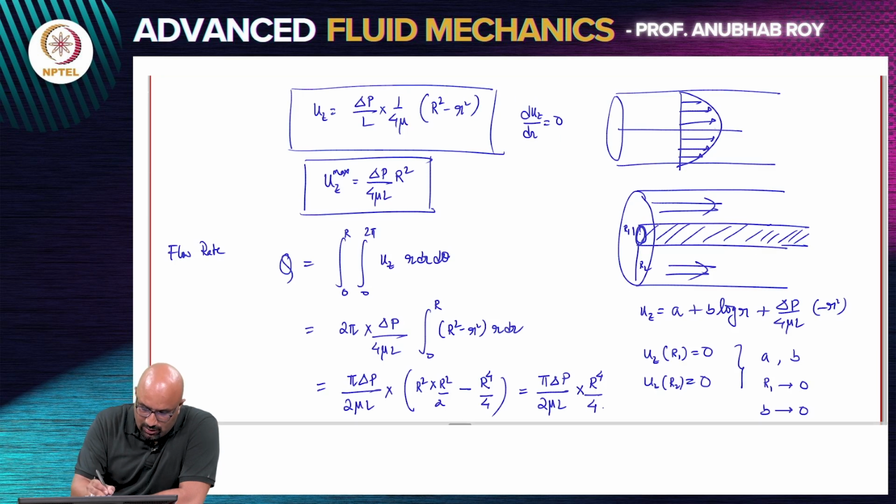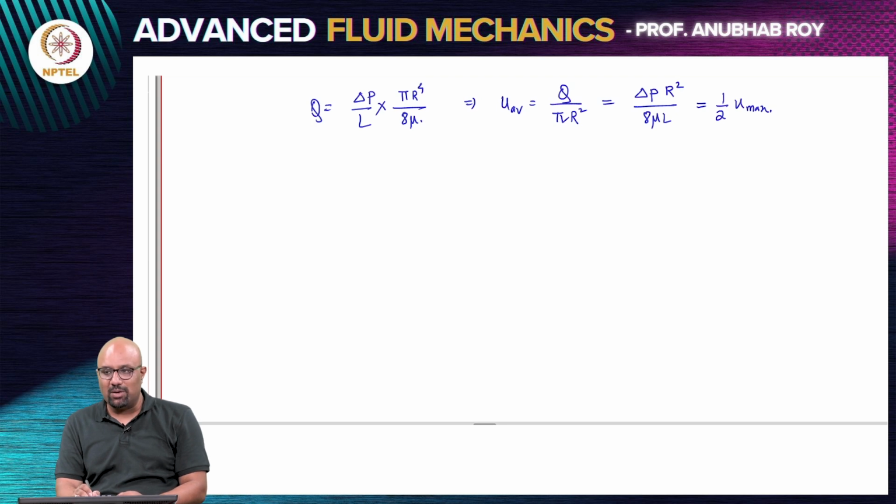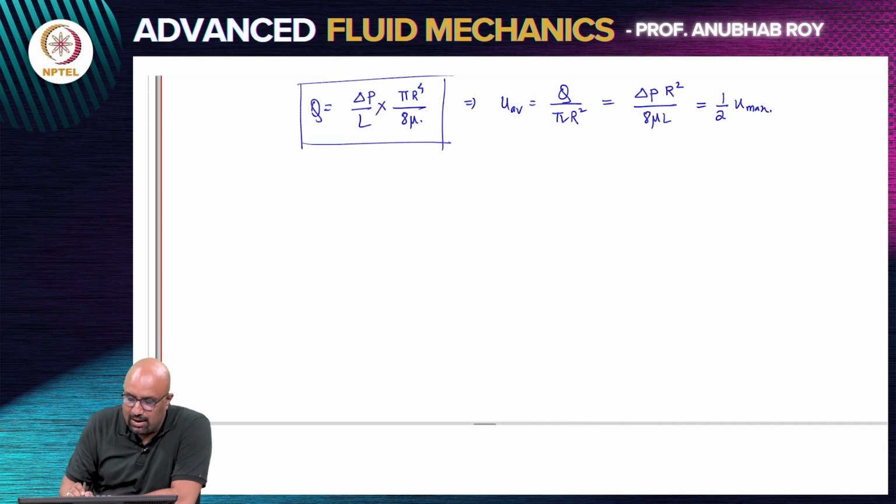And if you remember, your maximum velocity was exactly twice of that. So, the average is half of the maximum velocity. The maximum velocity was del p R square by 4 mu L. So, in a pipe flow, your average velocity is half of the maximum, which is a little different than what you had in the channel flow, where it was 2/3 of the maximum. That is just a detail that comes from the geometry. But the interesting bit is the relation that you obtain between the flow rate, your pressure drop and the cross sectional size.